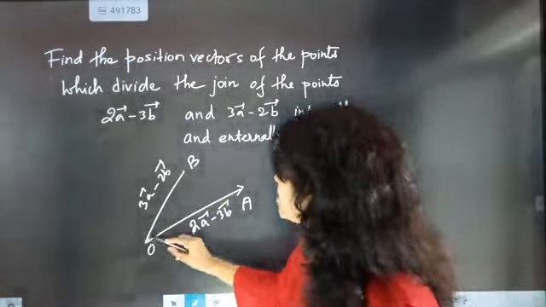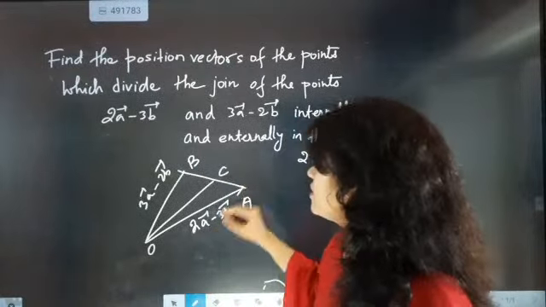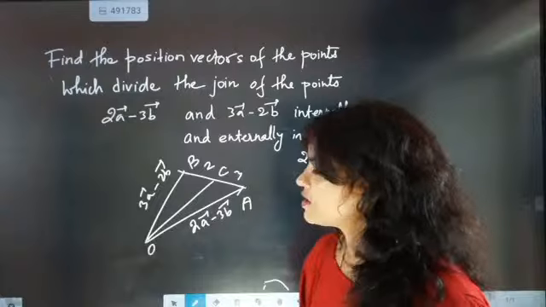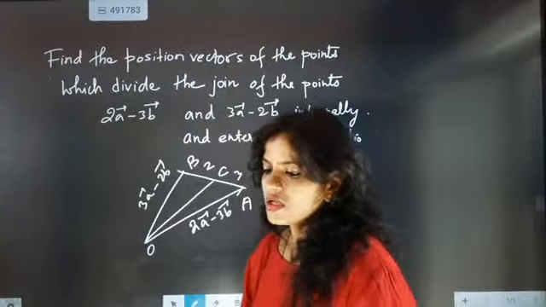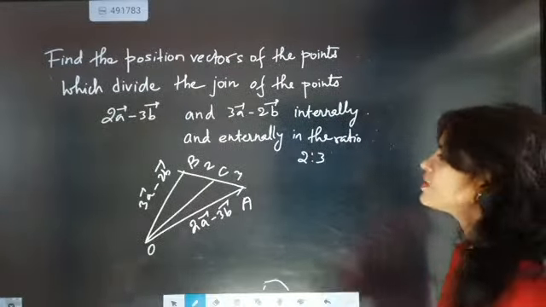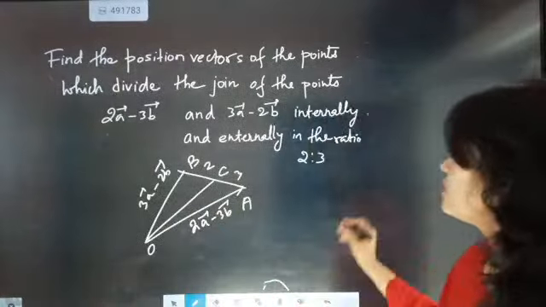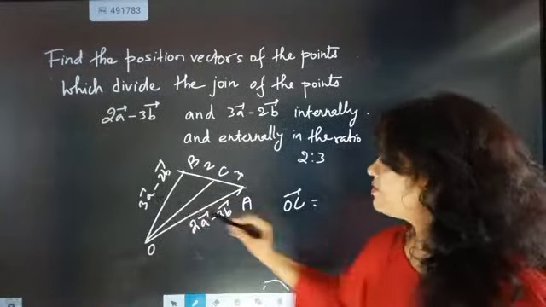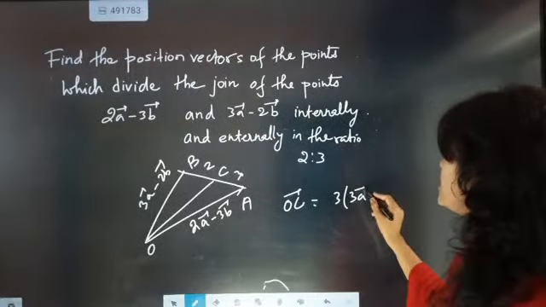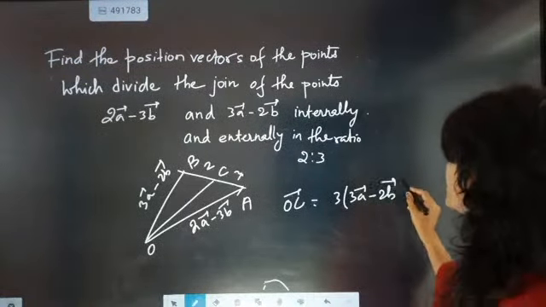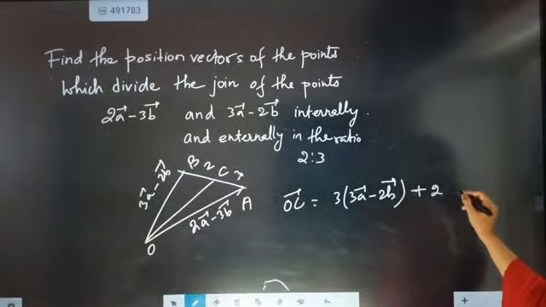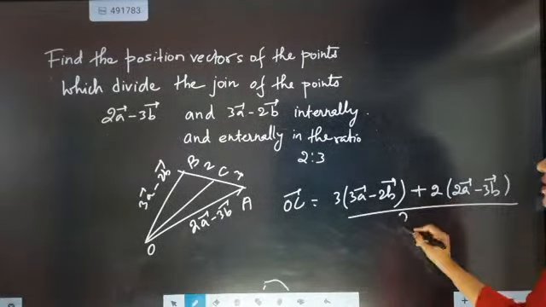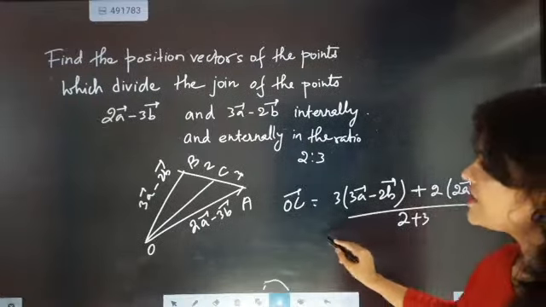And now C is the one which is exactly cutting it in the ratio 2:3. So ratio we will take 2:3. So 3 will multiply with that one. So now OC vector will come, 3 will multiply with this one, 3a vector minus 2b vector, and 2 will multiply with 2a vector minus 3b vector. By down it will become 2 plus 3. This is internal section formula.